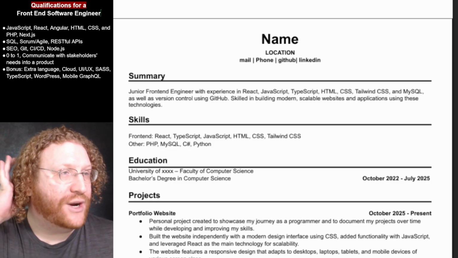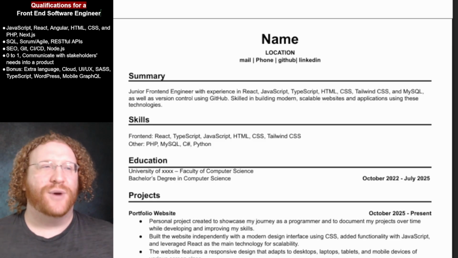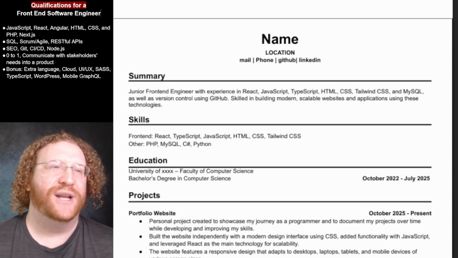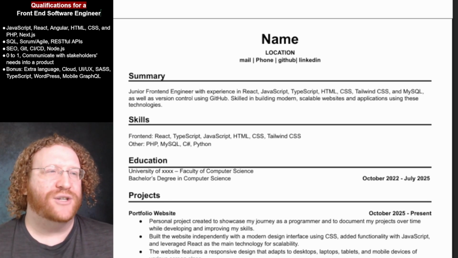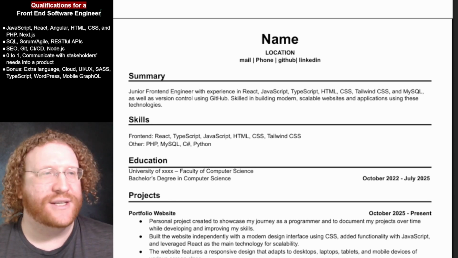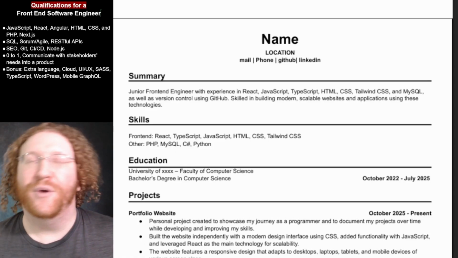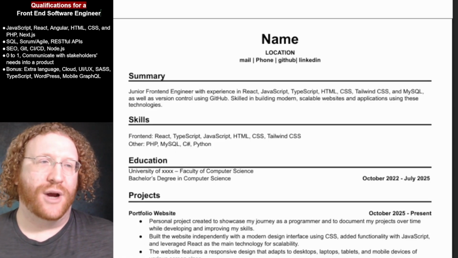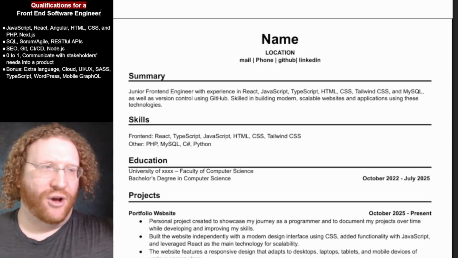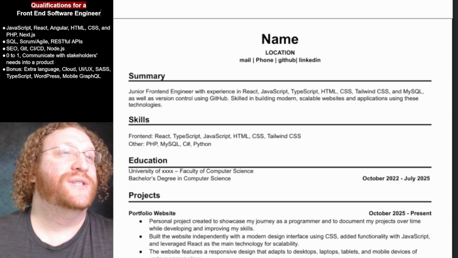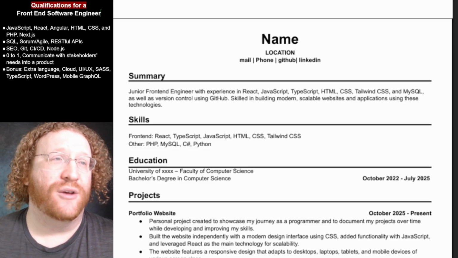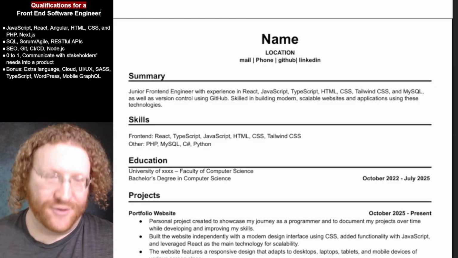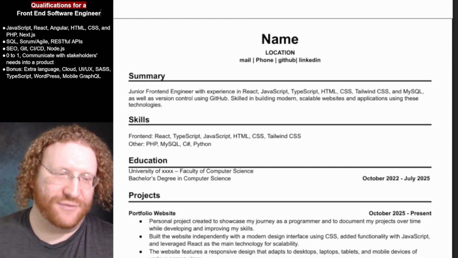So what we need for a front-end software engineer is JavaScript, React, Angular, HTML, CSS, PHP, Next.js, SQL, Scrum, Agile, RESTful API, SEO, Git, CI/CD, Node.js, 0 to 1. So from start to finish, communication with stakeholder needs into a product, and all that other stuff for extra language. This person, we do not know their ratio. They did not tell me anything about it. So this is the only thing I have about their resume is what's in front of me.